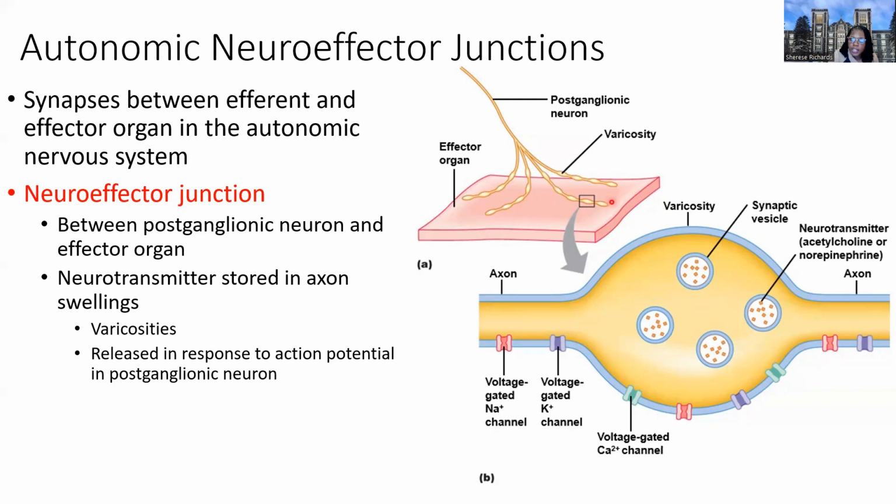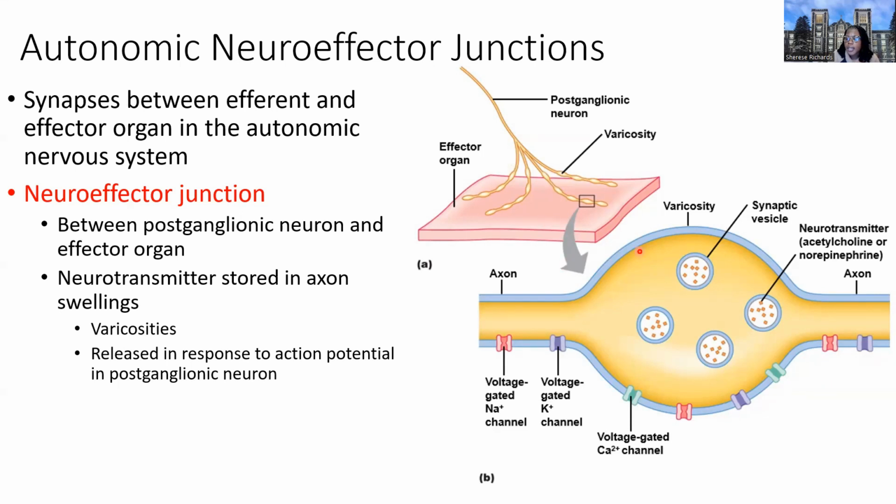So this can be the heart tissue, this can be smooth muscle on blood vessels, this can be uterine tissue, anywhere that we have these effector organs, and that is where these varicosities come in close proximity so that they can release these synaptic vesicles and the neurotransmitter can bind to the receptors on these tissues.